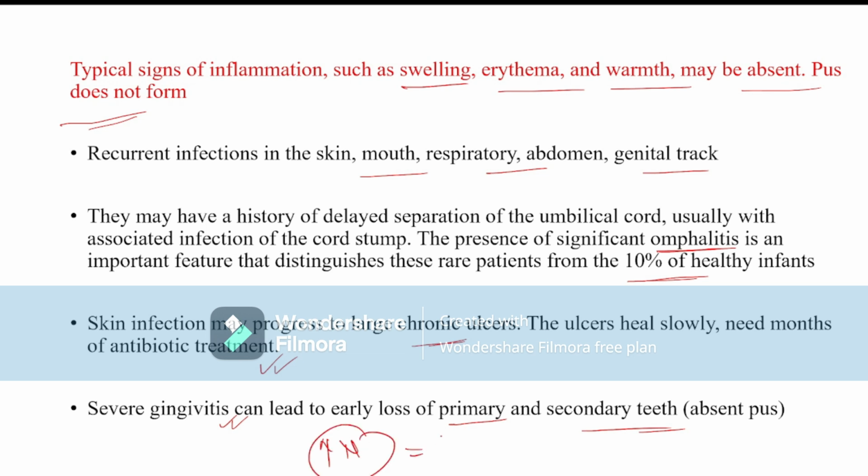If you find any patient having multiple episodes of pneumonia with a high neutrophil count, that means a neutrophil count of more than 1 lakh during the infection and more than 15,000 in between infections, and the child has a history of delayed cord separation or gingivitis or multiple chronic skin ulcers, then think about leukocyte adhesion disorders.